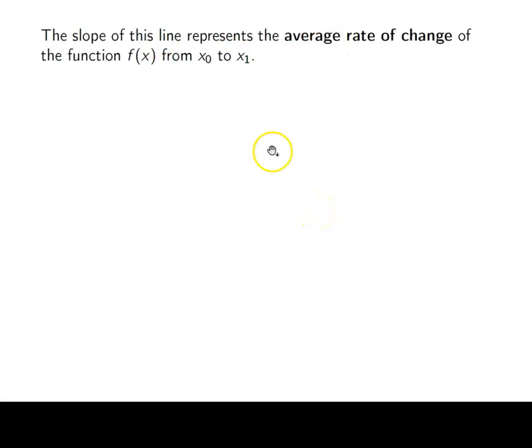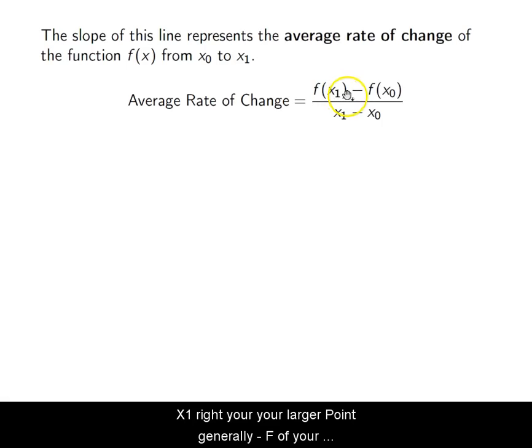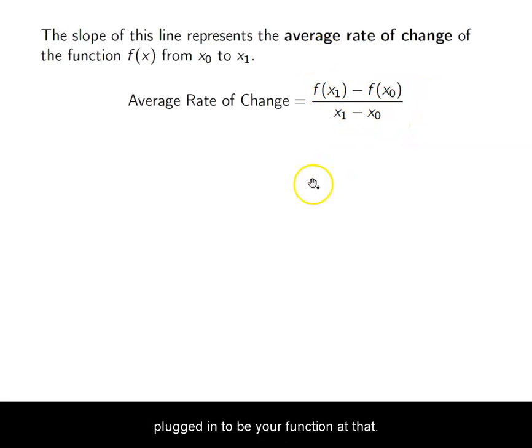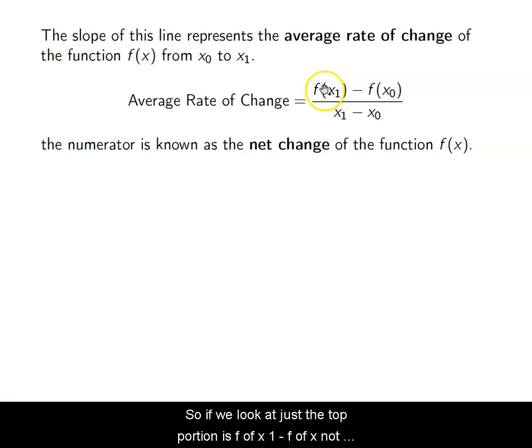So average rate of change is f of x1, your larger point generally, minus f of your smaller point, over x1 minus x0, the things that you plugged in to your function at that time. If we look at just the top portion, this f of x1 minus f of x naught, that is what we call the net change.